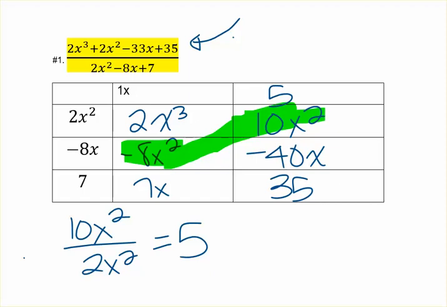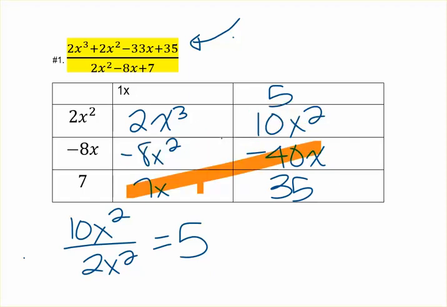Okay, and we're going to check to see if this worked out. Again, we're looking at our squares that are up and to the right. 7x plus negative 40x, that gives us negative 33x. That's what my original problem was. And then my last term was 35. That is the end of my original problem. If that wasn't the end value, we would end up having a remainder.